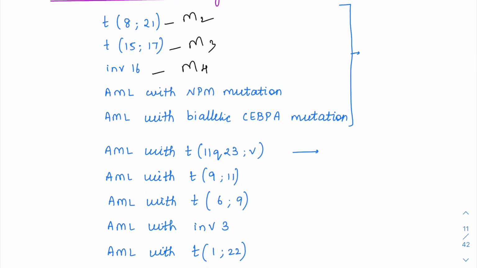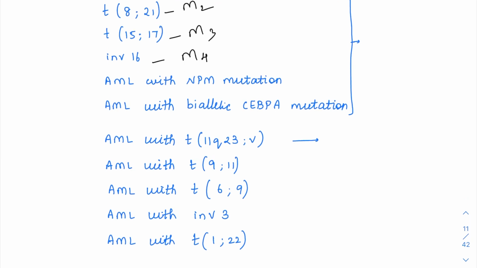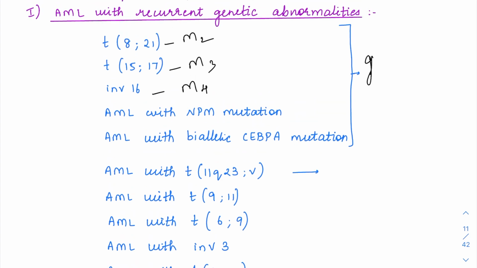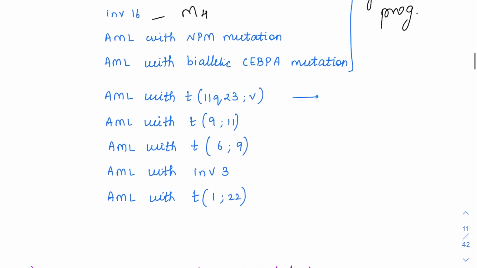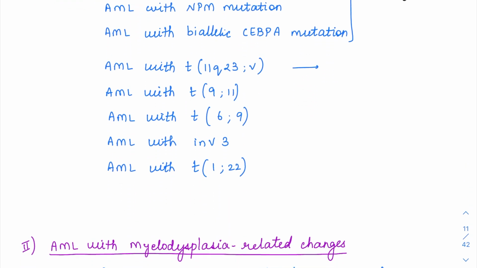So, these three, and then AML with NPM mutation, which is NPM, nucleophosmin. So, nucleophosmin will be positive in this mutation. Then there is something called AML with biallelic CEBPA mutation. All these 5 are going to be associated with good prognosis. So, when they ask about good prognosis, it is these 3 translocations, apart from that, the nucleophosmin mutation and the biallelic CEBPA mutation. These 5 are going to have good prognosis. Other than that, we also have many other translocations. You don't have to memorize everything. Just remember, translocation 11q23 is going to have a bad prognosis.